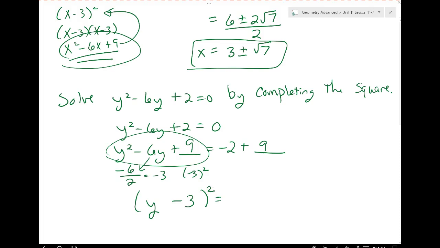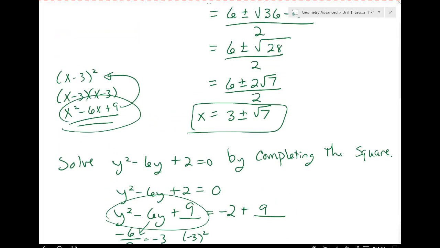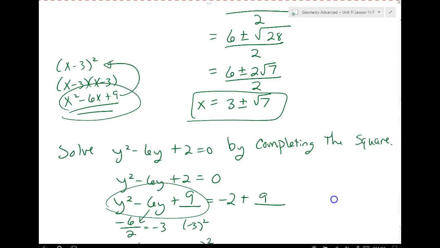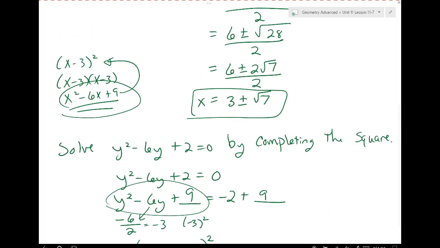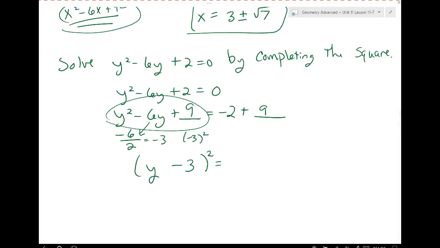Square it, because again, go back to our example up above here, right? Up above here, what do we have? We have this x squared minus 6x plus 9, but where did it come from? The x minus 3 squared, right? Look at that. Well, now what's negative 2 plus 9? 7. Okay. Now, stop for a moment.